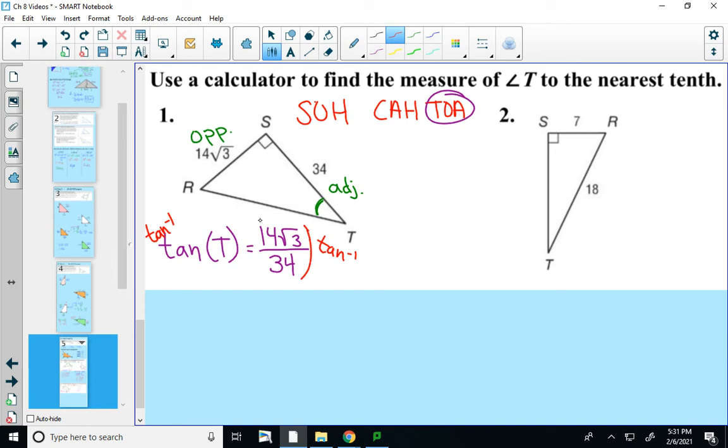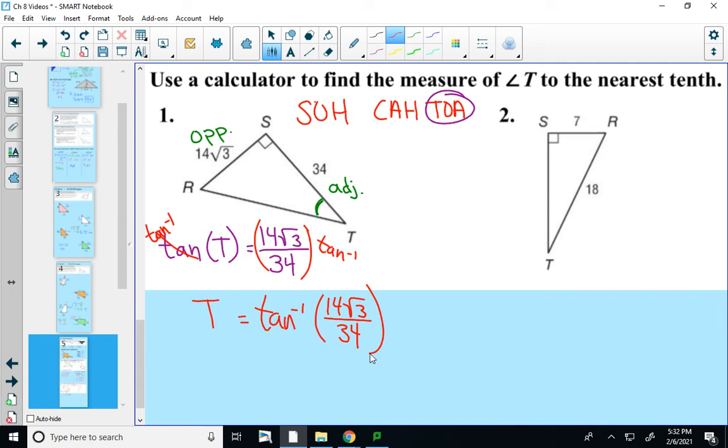And again, this is an operation. It's like undoing a square root by squaring both sides. Or undoing dividing by 2 by multiplying both sides by 2. So tangent inverse of tangent, those two things would cancel and just leave me with T equals tangent inverse of 14 square roots of 3 over 34.